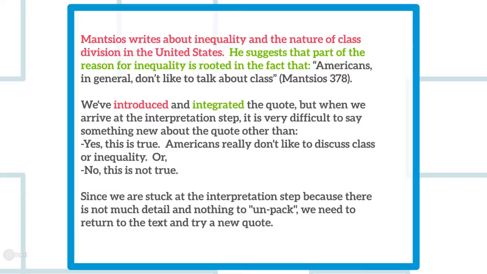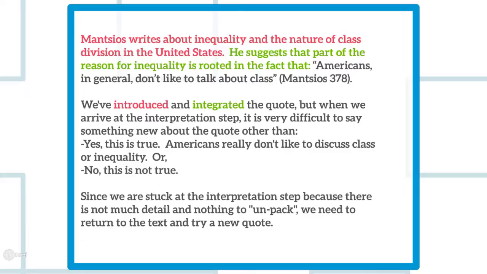He suggests that part of the reason for inequality is rooted in the fact that Americans in general don't like to talk about class. When we get to the interpretation step here, we discover it's very difficult to say something new about this quote. All we can really do is say, yes, this is true. Americans really don't like to discuss class or inequality, or no, it's not true. We talk about class and inequality all the time.